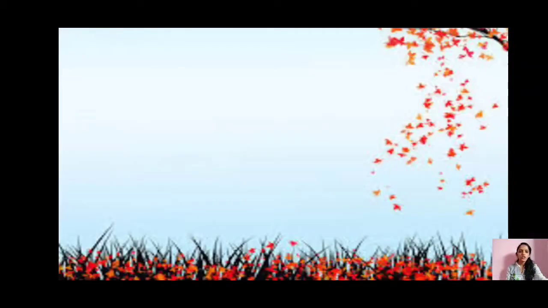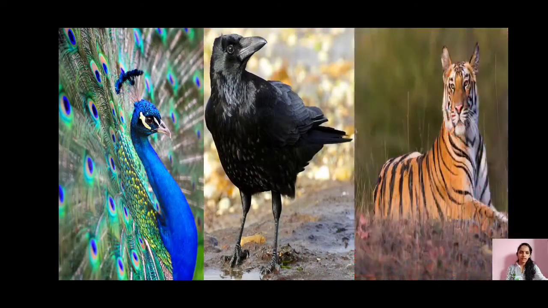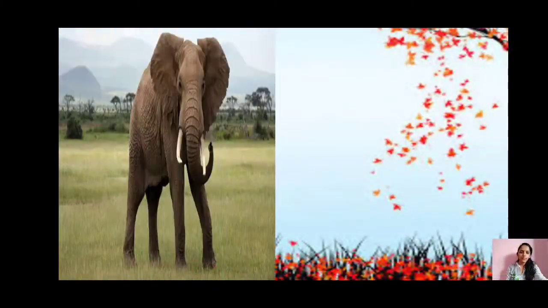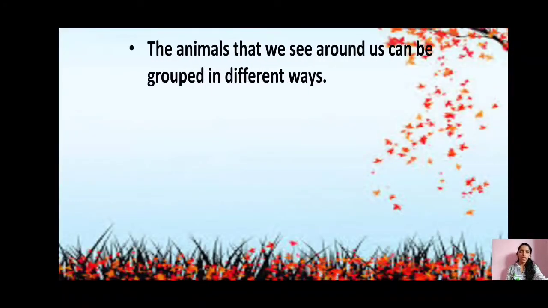In the last session, we have studied that animals are of different colors. Some animals are big while some are small. They move in different ways and they are useful to us. Today, let us study something more about animals.